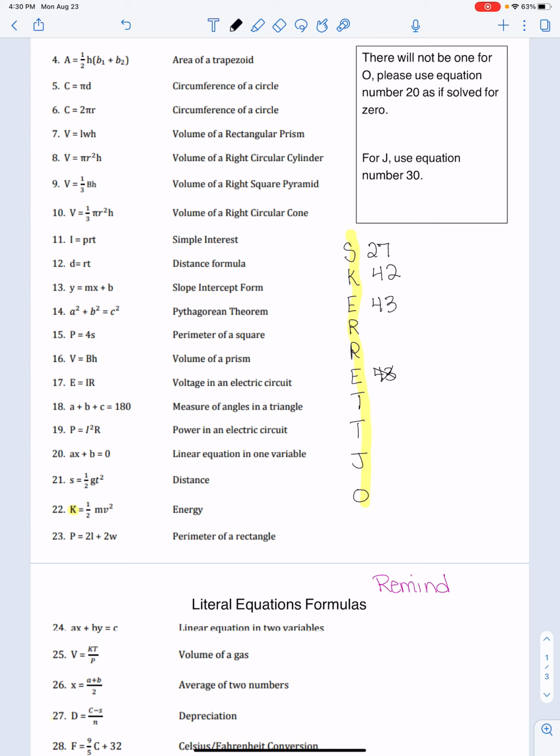Let's see if we can find another equation with an E. Again, E cannot be the very beginning, so it cannot be that one. Can't be 17.